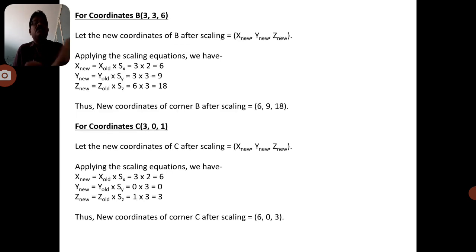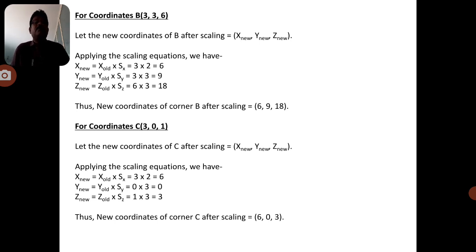Similarly, we can find the B coordinate. For coordinate B also we can calculate the x new, y new and z new values for the given scaling parameter values Sx, Sy and Sz. We can substitute those values and finally find the x new, y new, z new for the B coordinate. For the given data, the new coordinates x new, y new, z new equal 6, 9 and 18.